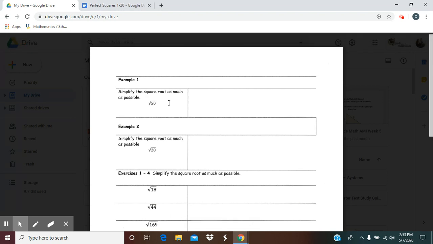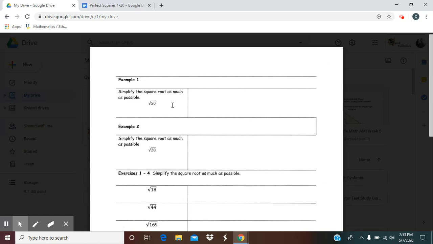So example 1, simplify the square root as much as possible. So if I want to try to simplify a square root, the first thing I want to ask myself is, can I take the square root of this number and it come out even? If it does not come out even, then I'm going to have to try to factor it, which is something you haven't tried to do before. Now, you've factored before, but maybe not tried to search for specific factors for something like this.